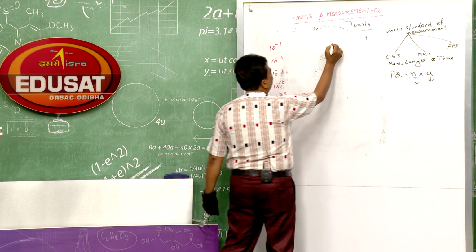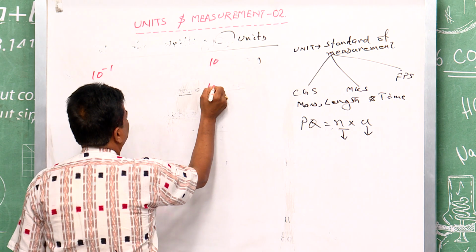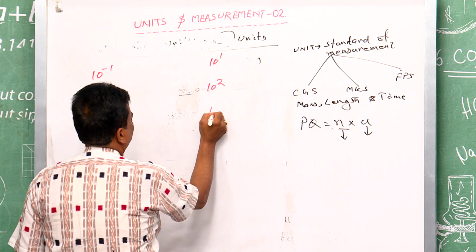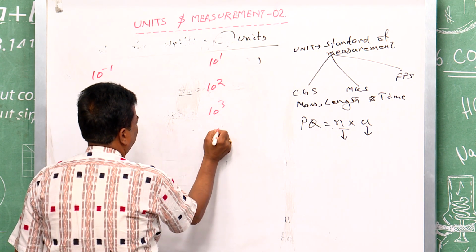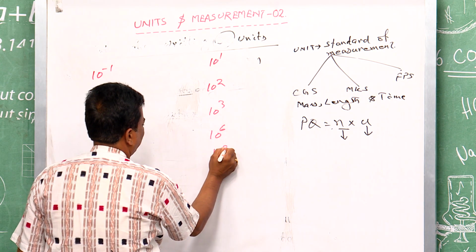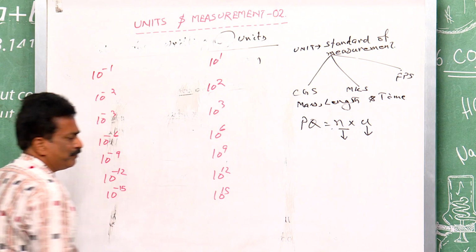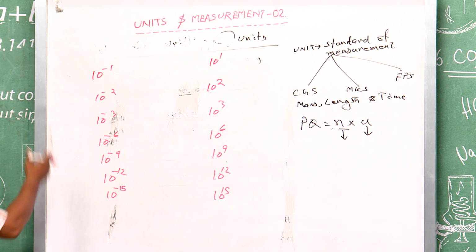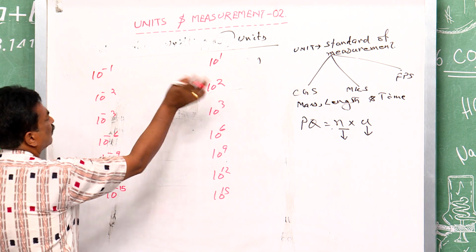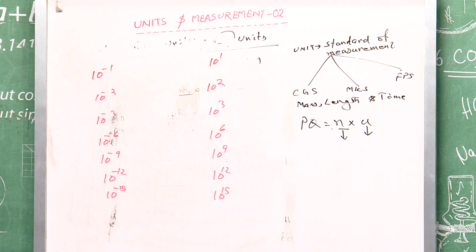If we say 10 to the power of 1, 10 to the power of 2, 10 to the power of 3, 10 to the power of 6, 10 to the power of 9, 10 to the power of 12, 10 to the power of 15. So this has its prefix for any unit. Suppose we go for the meter.